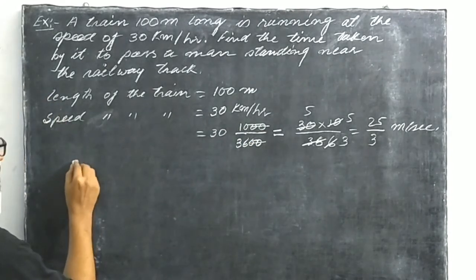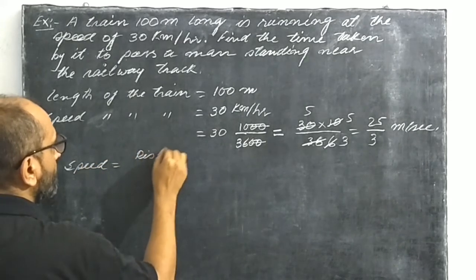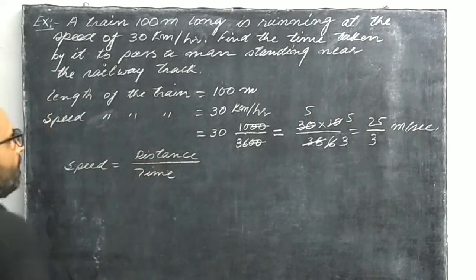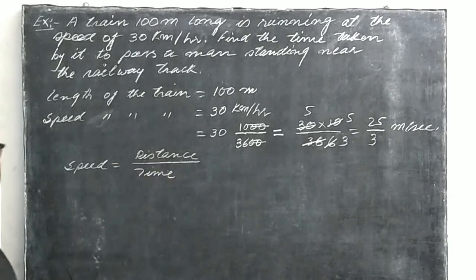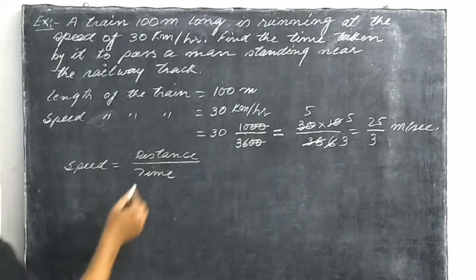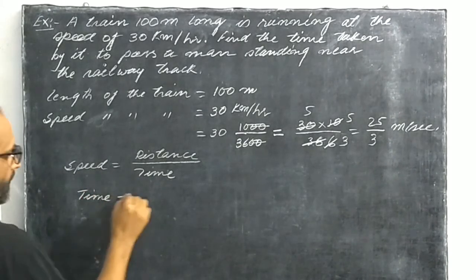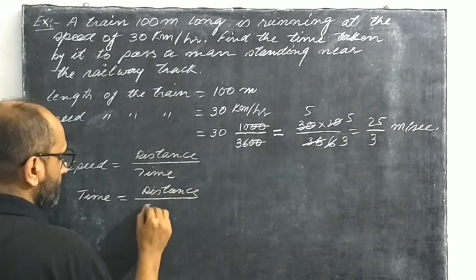Now we know that speed is equal to distance upon time. So out of these three physical quantities, we have to observe which is required in our problem, that should be transposed to left hand side, and the rest of the quantities should be transposed to right hand side. So here, as you know, we have to find the time taken by the train to cross over the man. So time should be transposed to left hand side and speed to the right hand side. So this formula may also be written as time is equal to distance upon speed.